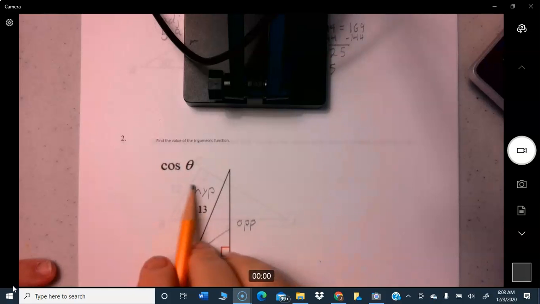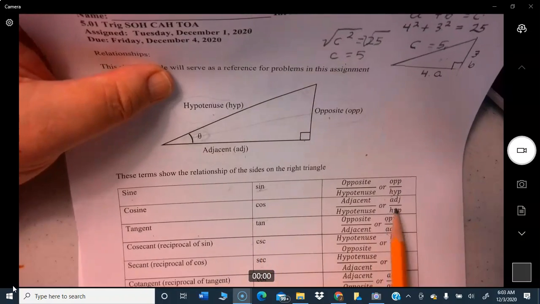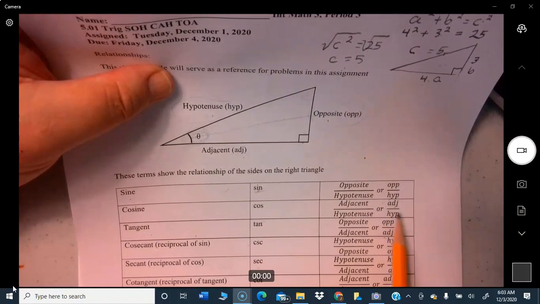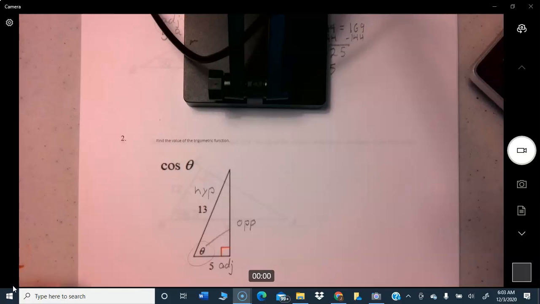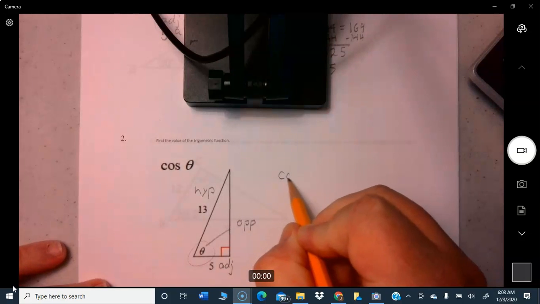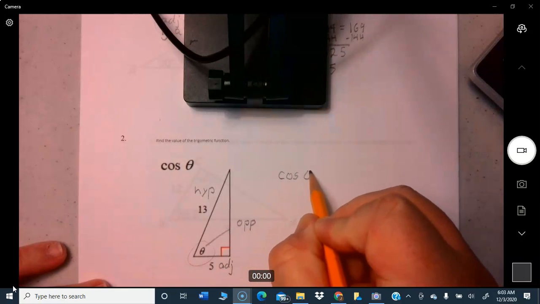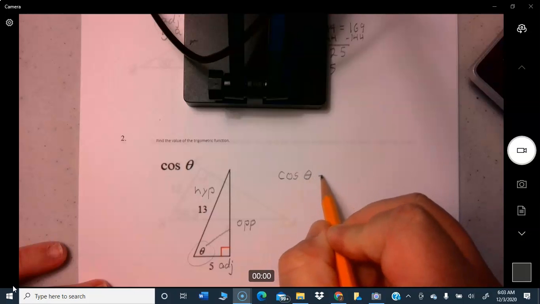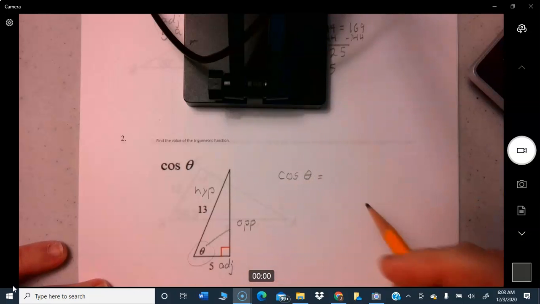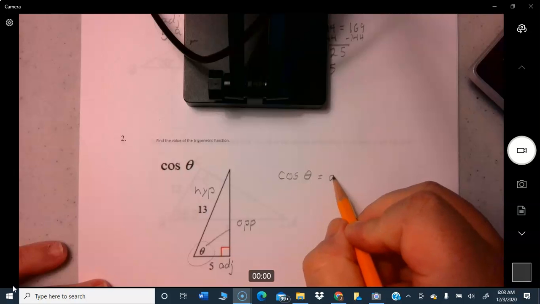All right, so cosine, what is cosine? You come over here. Cosine is adjacent over hypotenuse right here. Okay. So we're going to write that cosine of theta. I always want you to also write the general formula that I just pointed to, in that way you end up committing them to memory. So cosine is adjacent.